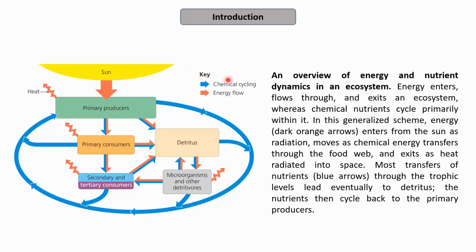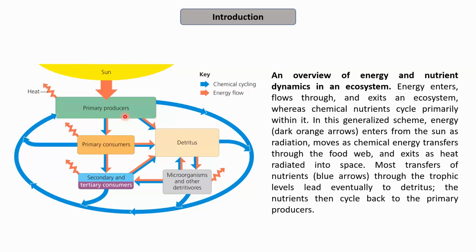The energy harnessed by the plants at the level of primary producers is utilized by the plants to produce food products, or the plants themselves are eaten by the primary consumers, which are mainly herbivores. These primary consumers are then eaten by the secondary or the tertiary consumers. So this is how the energy is transferred.